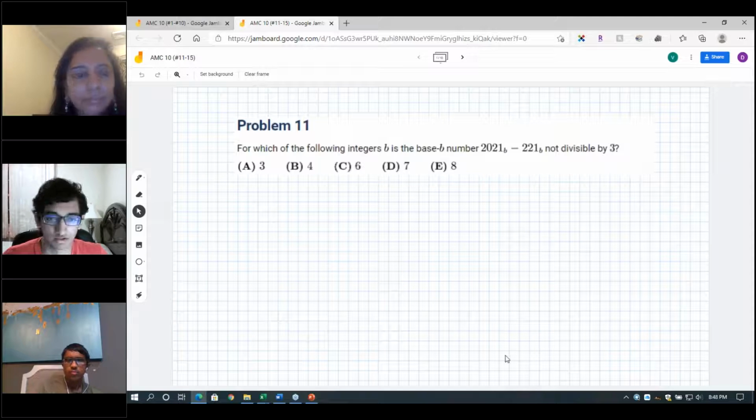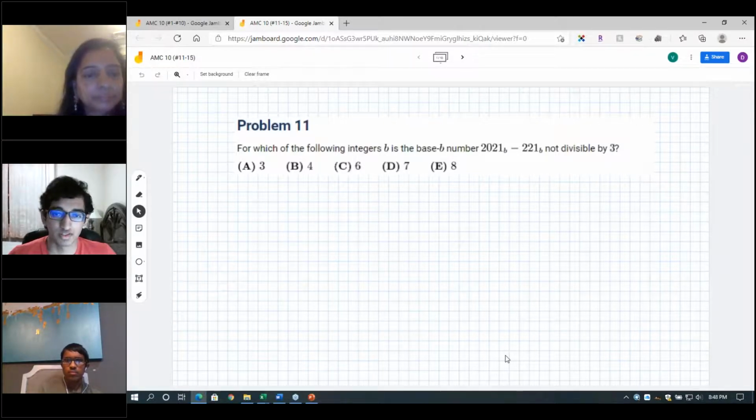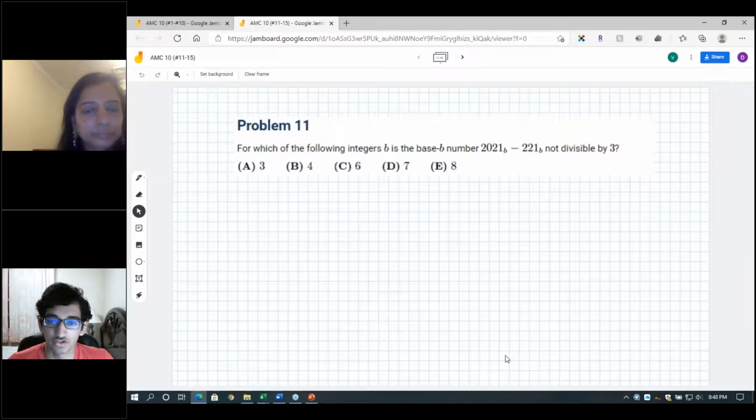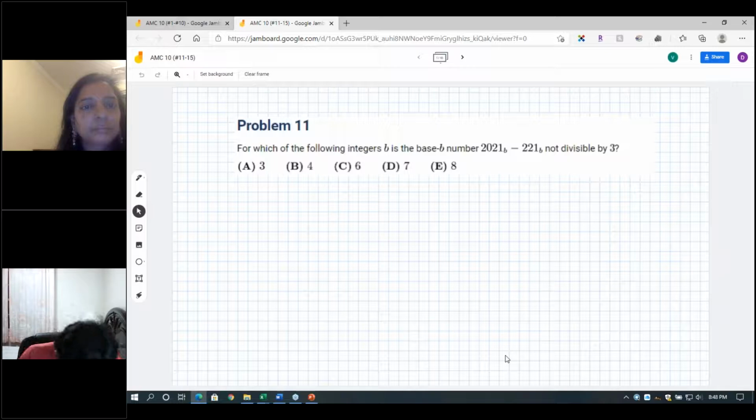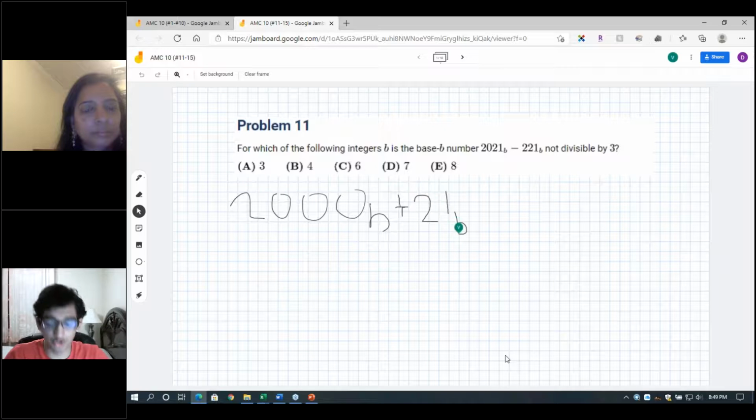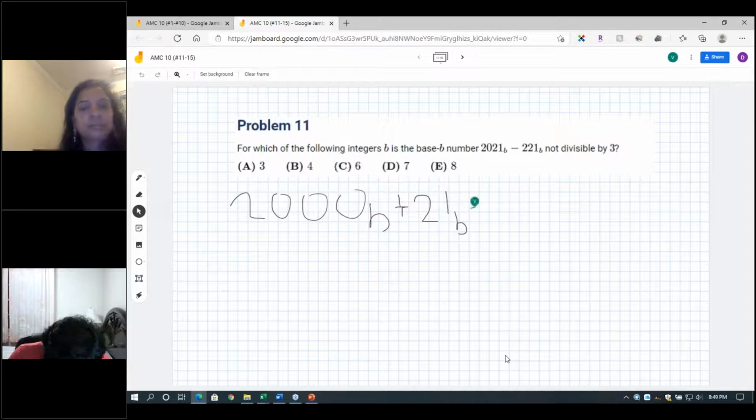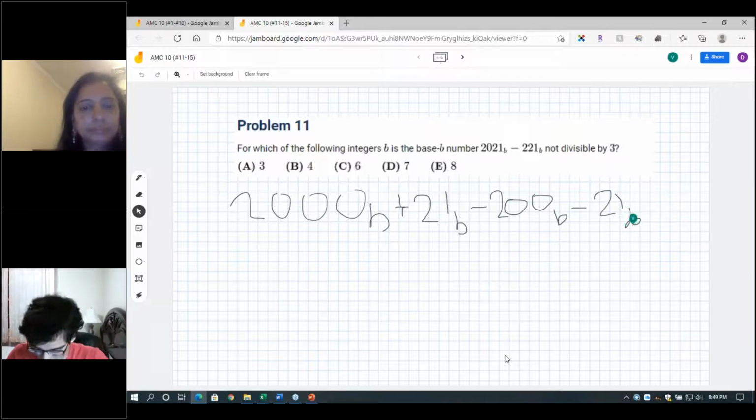So problem 11. For which of the following integers b is the base b number 2021 base b minus 221 base b not divisible by 3? First off, there's a way we can simplify this. Now, 2021 base b is the same thing as 2000 base b plus 21 base b. And 221 base b is the same thing as 200 base b and 21 base b.